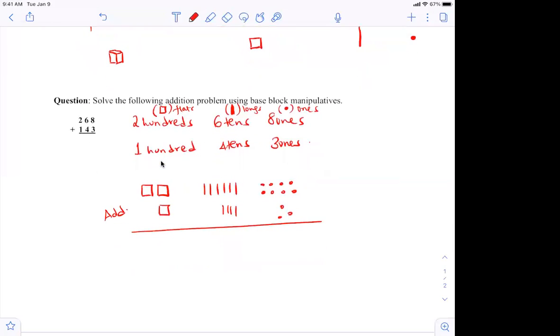So we can go ahead and start putting these representations together. In other words, combining them. You know, addition is simply combining. So when we have 8 ones and we are adding to 3 ones, that will give us 11 ones.